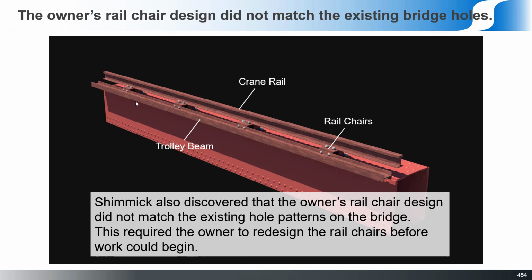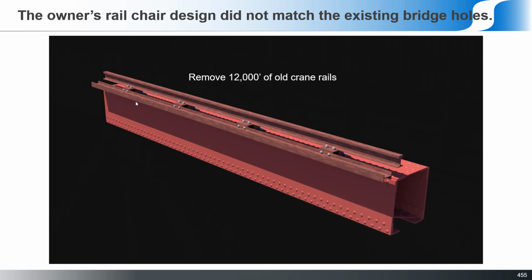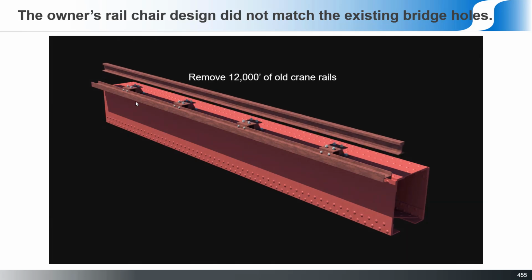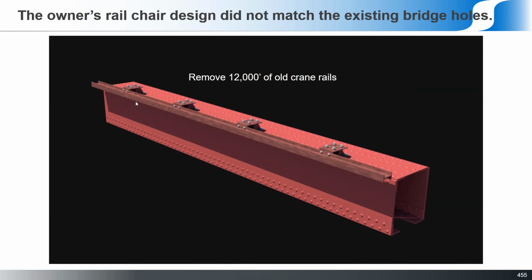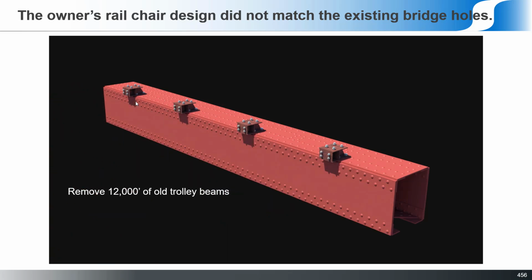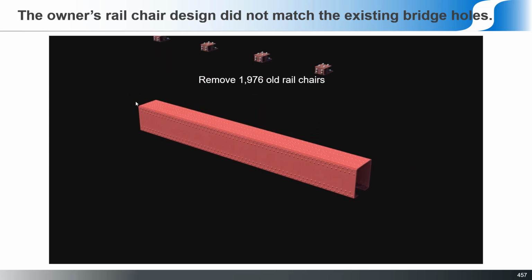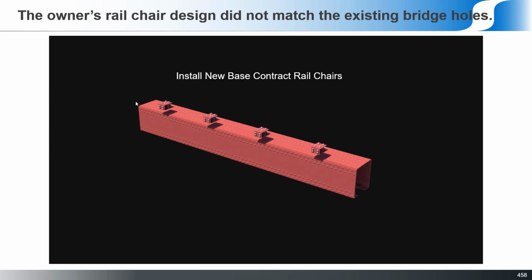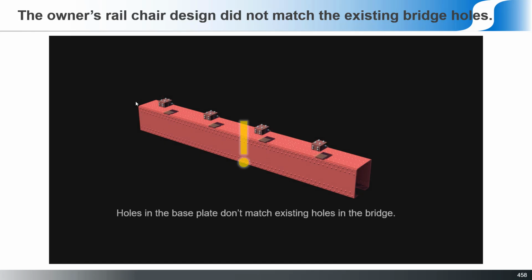So here's a little close-up section of this. The plan was to remove about 12,000 feet of the old rails on the top, and then a similar length of the trolley beams on the side, and remove those old rail chairs, which are nearly 2,000 of them, and install the new rail chairs, which were designed by the owner. And lo and behold, we find out that they don't match the hole patterns.